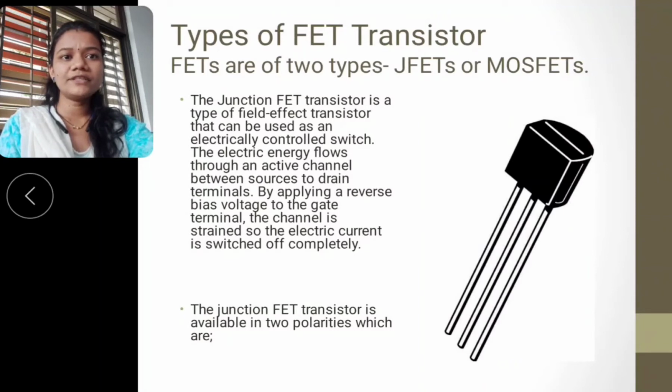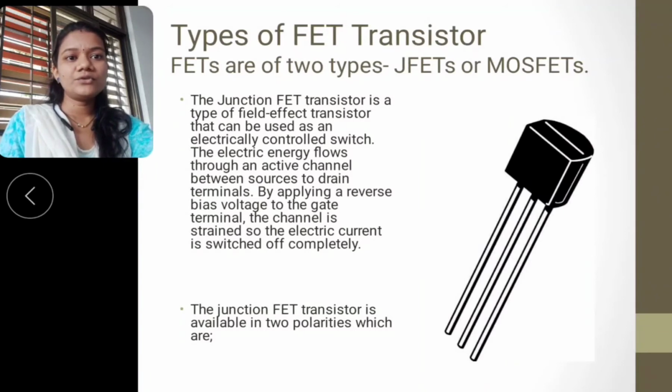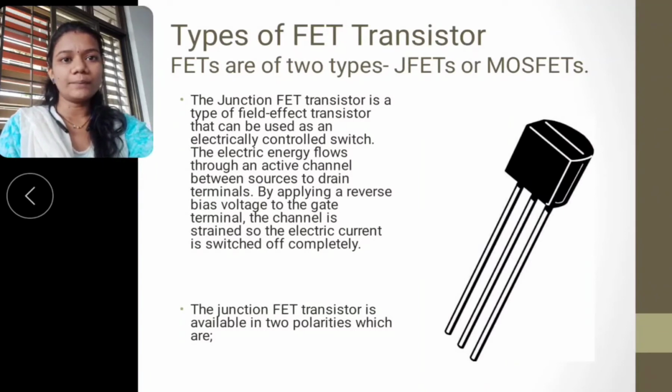The junction field effect transistor is a type of field effect transistor that can be used as an electrically controlled switch. The electric energy flows through an active channel between source and drain terminals. By applying reverse bias voltage to the gate terminal, this channel is strained so the electric current is switched off completely. So this is nothing but your JFET.